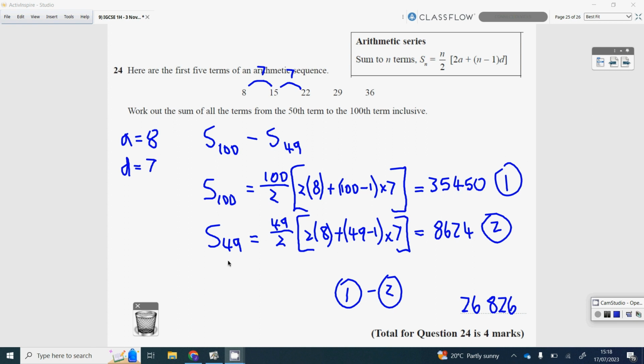And repeating for the sum of the first 49 terms, so exactly the same, but on this occasion n is 49, but a is still 8, d is still 7. I get the sum of the first 49 is 8624. So my sum from the 50th to the 100th is just one of these take away the other, 1 take away 2, which is 26,826.